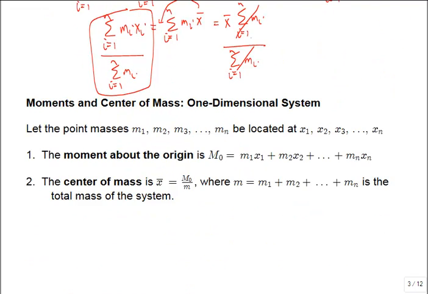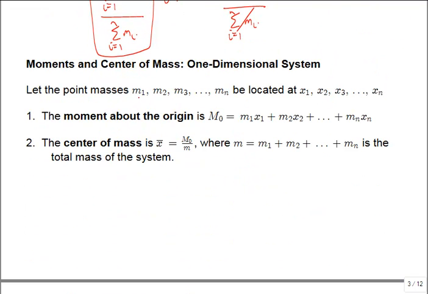So here it is summarized. If you have the point masses m sub 1, m sub 2, m sub 3, all the way up to m sub n, located at x1, x2, x3 through x sub n, then the moment about the origin, m sub 0, is each of these masses times their corresponding positions. So m1 x1 plus m2 x2, and so on. The center of mass is x bar, and it's equal to this moment about the origin divided by m, where m is the sum of all of the masses. So it's the total mass of the system.